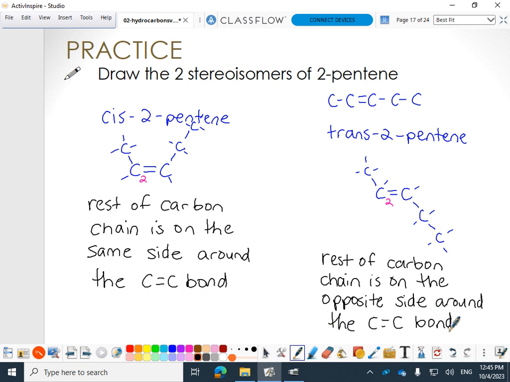So just make sure you're deliberate in whether it's the same, whether it's top or bottom, or it's opposite, okay? I need to know that you know which is which.